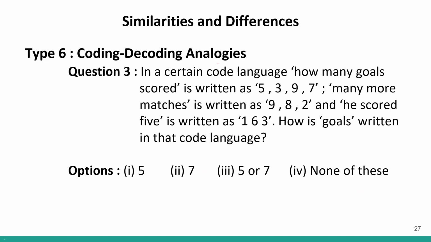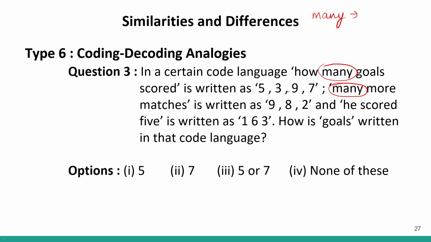Now, in a certain code language, how many goals scored is written as this. Many more matches is written as this. He scored 5 is written as this. We have to find out how goals is written in that code language. Now let us see. How many goals scored and many more matches. In these two sentences, the only common word is many. So many is the only common word.